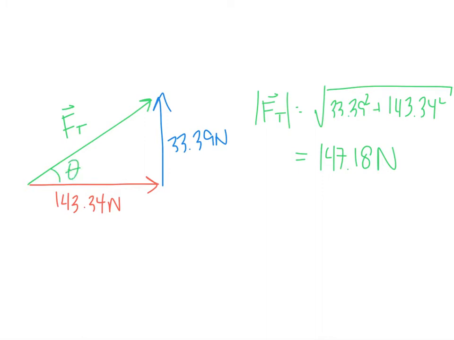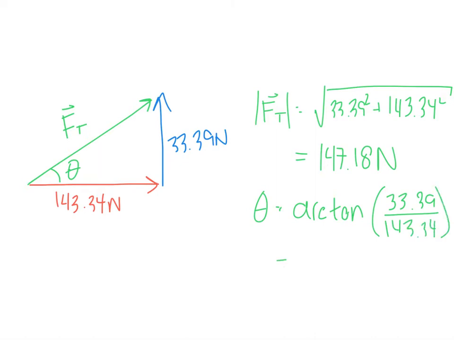And if we've set it up always with our x first and then our y, our theta will always be from the horizontal, which is nice. We always use the same convention when we're doing it. So to find theta, we remember that we're going to use arctan, or tan inverse, of opposite over adjacent. In this case, opposite is 33.39, and adjacent is 143.34, and that gives us a value of 13.1 degrees.